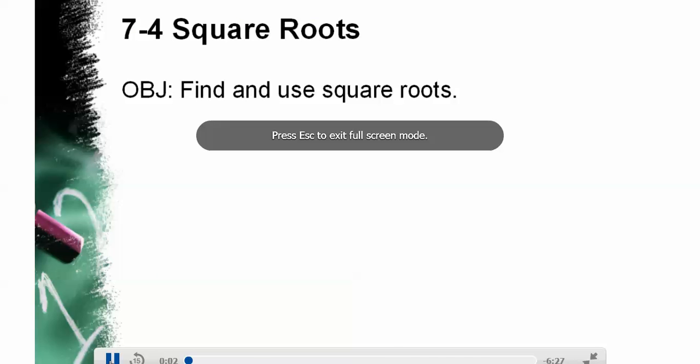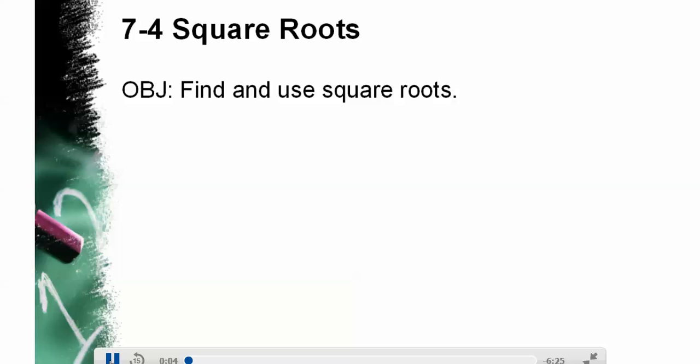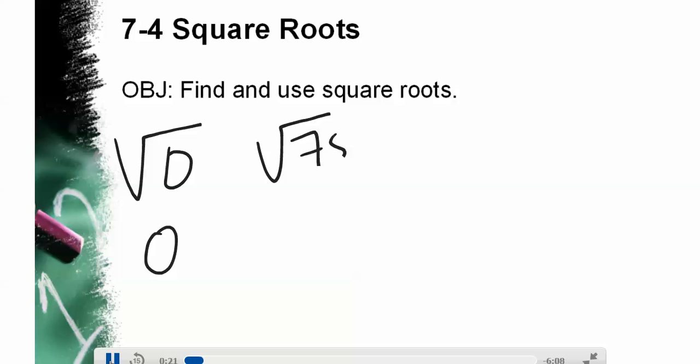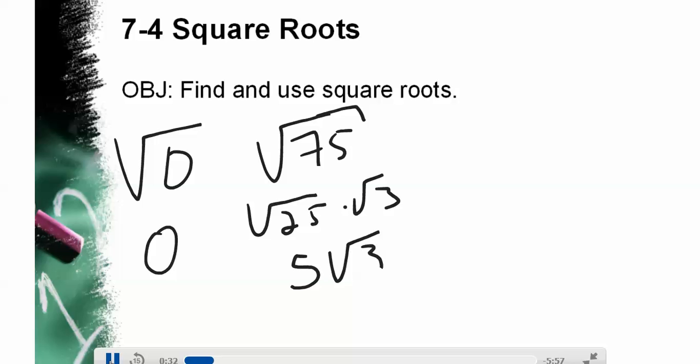Back today, we're going to talk about something that's really pretty simple. Most of you have seen this before in geometry. We're going to talk about square roots. You have seen square roots before, like the square root of 0. You should know that that is 0. The square root of 75. Maybe you've seen the square root of 75 being some approximate value, but perhaps you've seen it as the square root of 25 times the square root of 3. And that becomes 5 radical 3. You should have learned that in a geometry class.